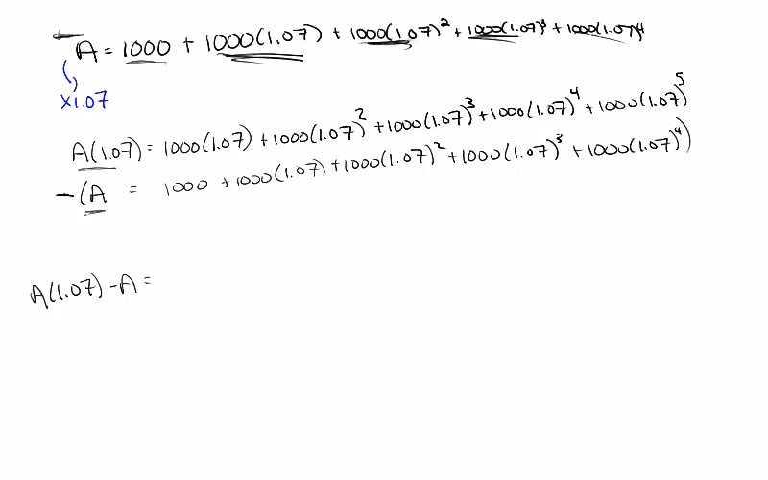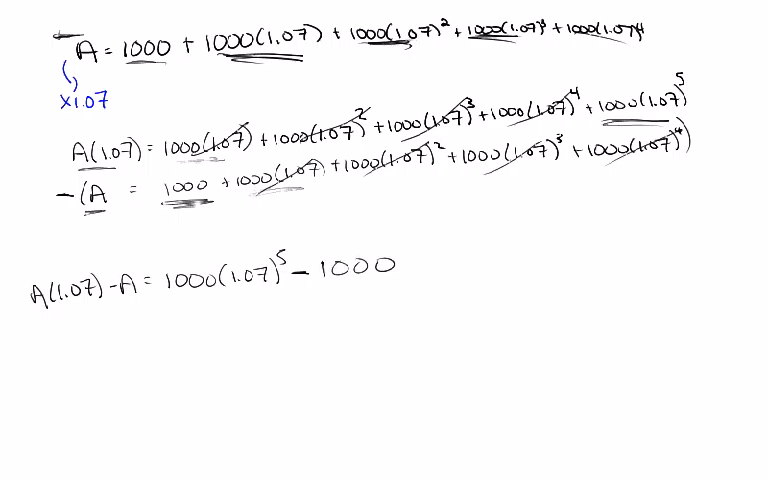We start seeing some nice things happening on the right-hand side. Check out this expression. I am going to take away that like expression. They cancel out. Same thing happens with the squares, the cubes, and the 4th power. So really, all I have left from the top is 1,000 times 1.07 to the 5th, and from it, I'm going to subtract what I had left on the bottom, which is 1,000.